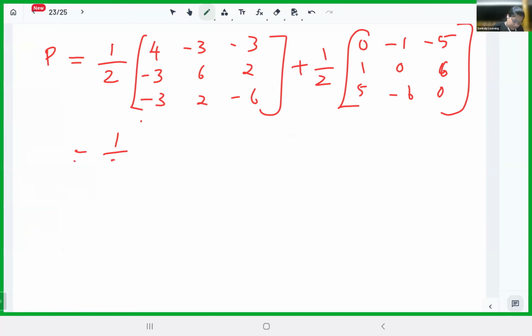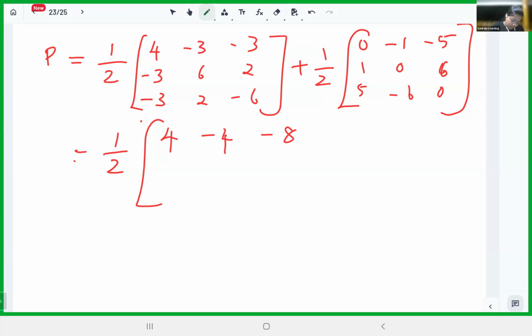Now if I add these, I'm taking this 1 by 2 outside, common. 1 by 2 is common, right? So 1 by 2 I'm taking outside and then now I'm adding the matrices. So 4 plus 0 is 4. Minus 3 minus 1 is minus 4. Then minus 3 minus 5 is minus 8.